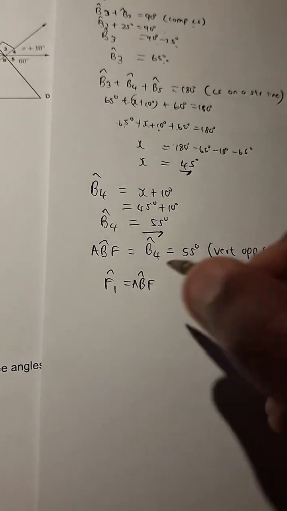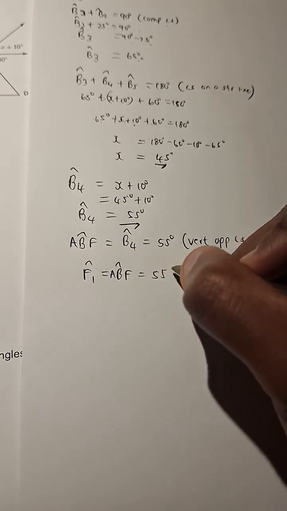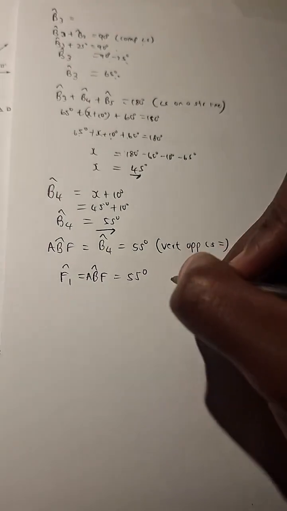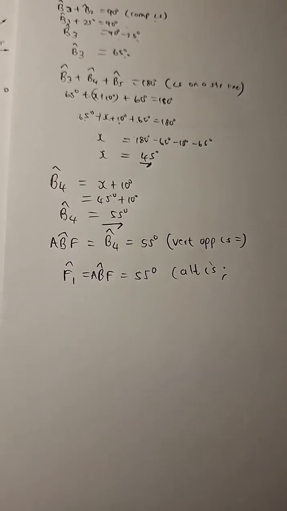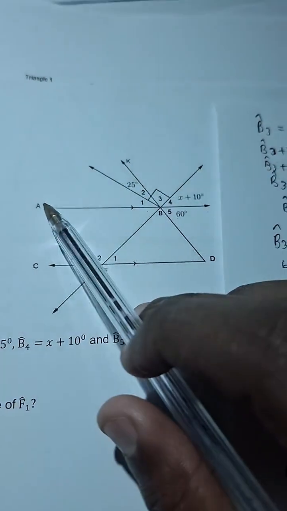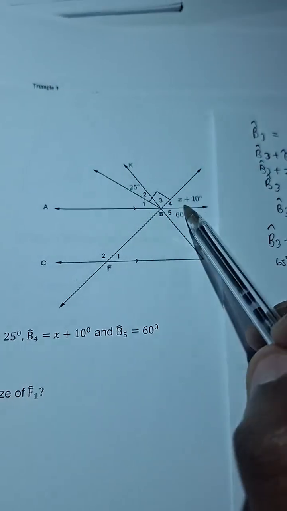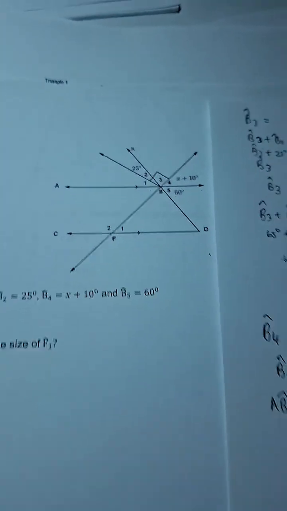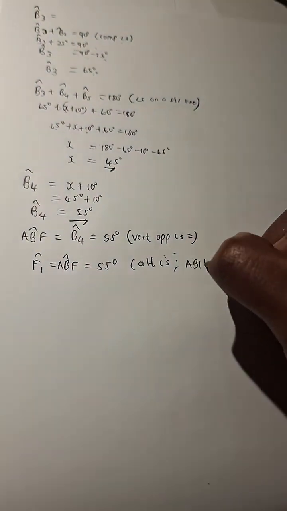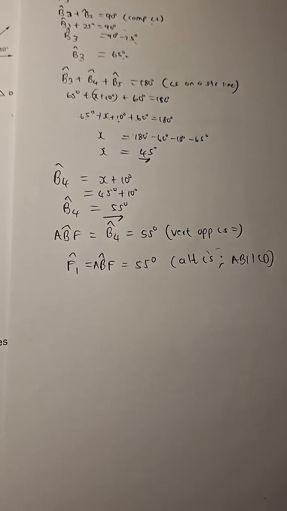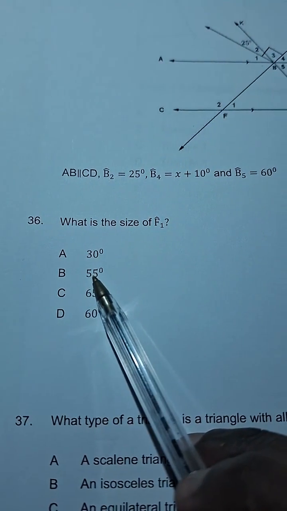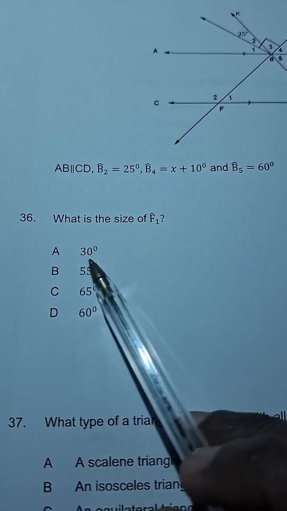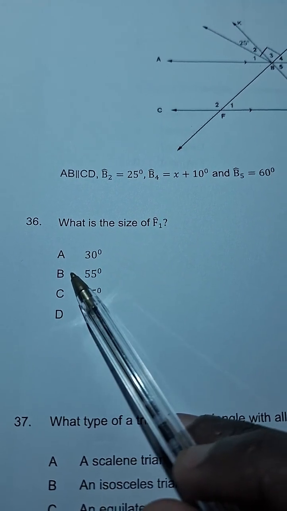So angle F1 is equal to ABF, which is equal to 55 degrees. Reason: alternate angles. You state the lines that are parallel. AB is parallel to CD. There it is, I got angle F1. It is 55. So my multiple choice answer that I will select is B.